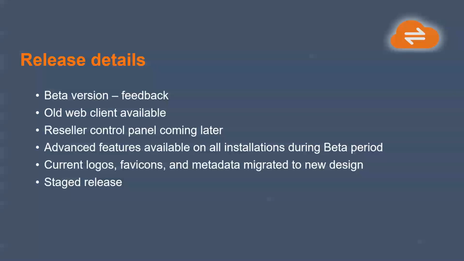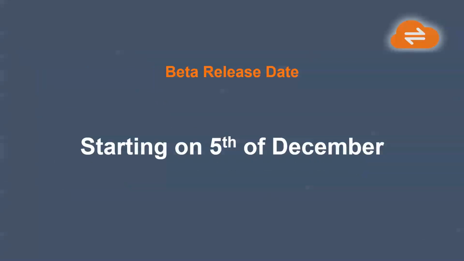And what we will have is a stage release, meaning that we will update partners in smaller batches instead of everybody at the same time. And you might be excited to hear that this new web client will be coming before the end of the year. The stage release will be starting on the 5th of December, and we are foreseeing that we will update every one of our partners in 1 week. So that means your installation will be updated between the 5th and the 9th of December.